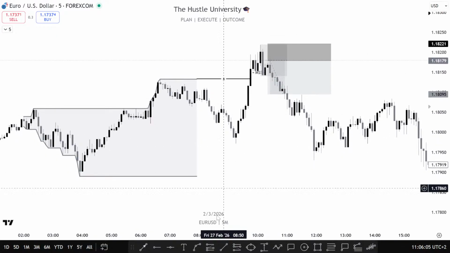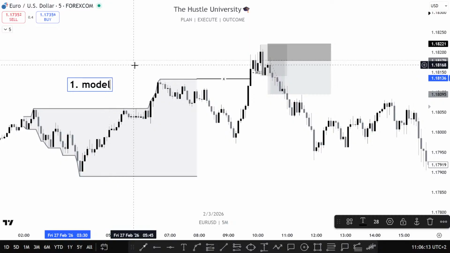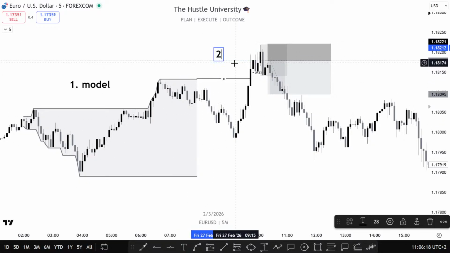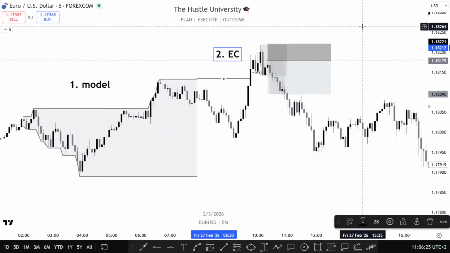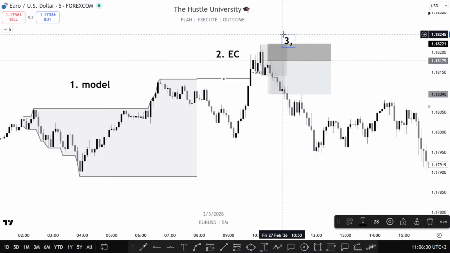So with that being said, you already have number one, the model, number two, entry criteria, I'll just say easy. And then number three, risk reward in terms of what you're going to be looking for for an entry: 1:2R, right?